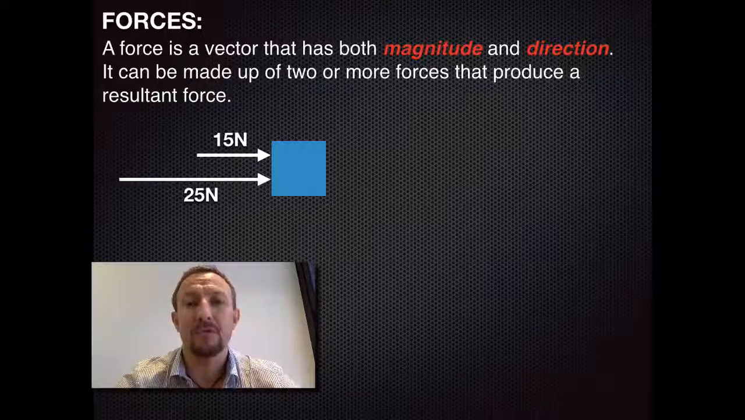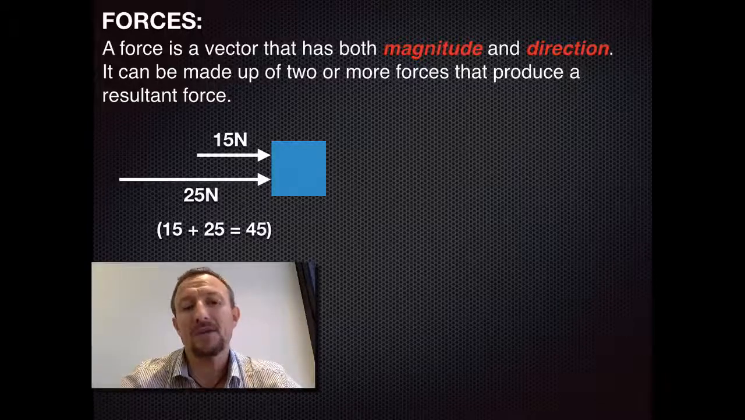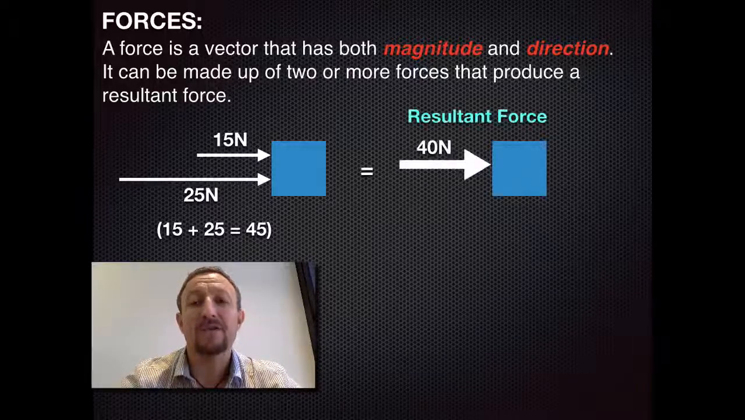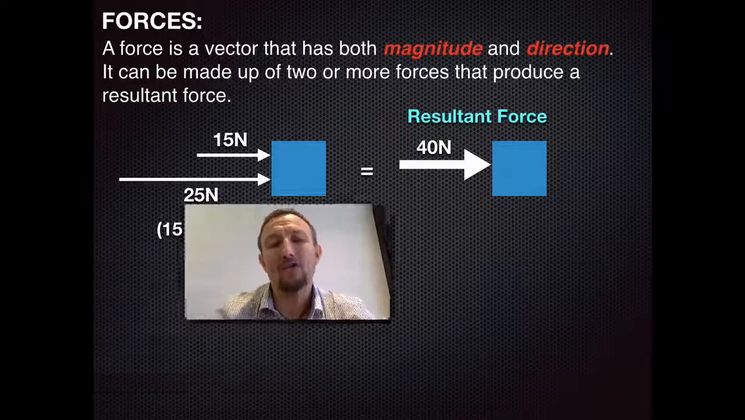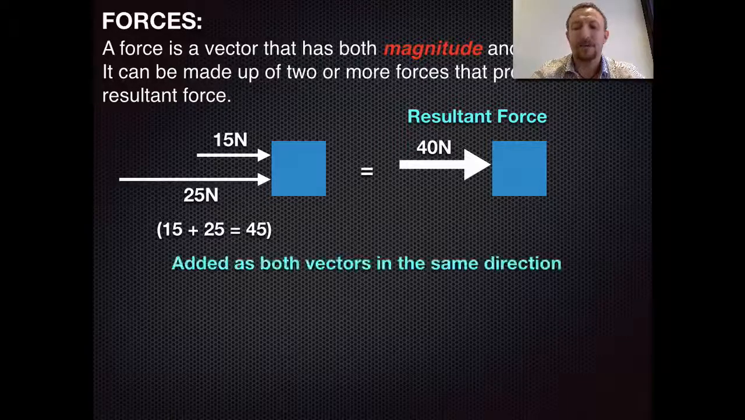Well, the resultant force is basically, very simply, the result of what the 15 Newton is doing as well as what the 25 Newton is doing. Now, because they're going in the same direction, we can add them together. So it's 15 plus 25 gives me 40, so that it's as though, even though I've got two forces acting on that object, it's as though I've got a force of 40 Newtons acting upon the object. They're added because both vectors are going in the same direction.